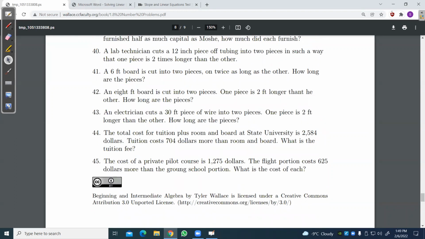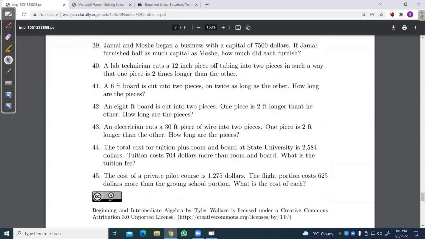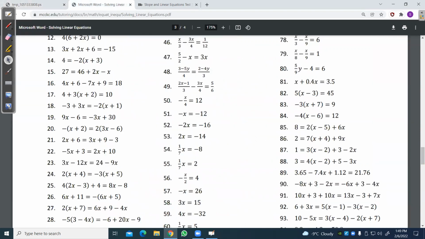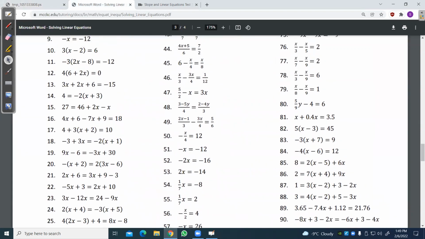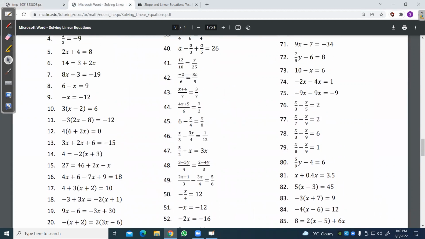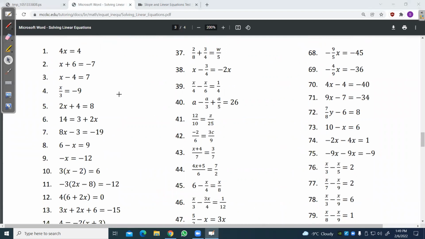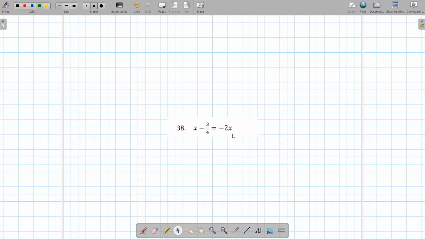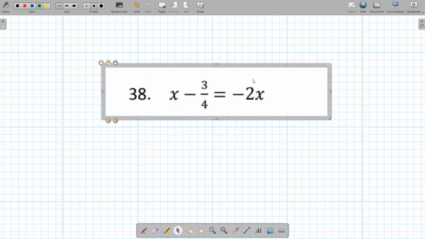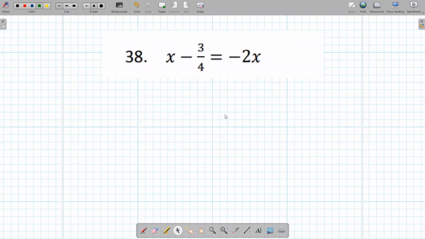Okay, that's fine. Let's do some equations. Start off with an easy one, maybe. The goal is to solve for the unknown, in this case, the x.